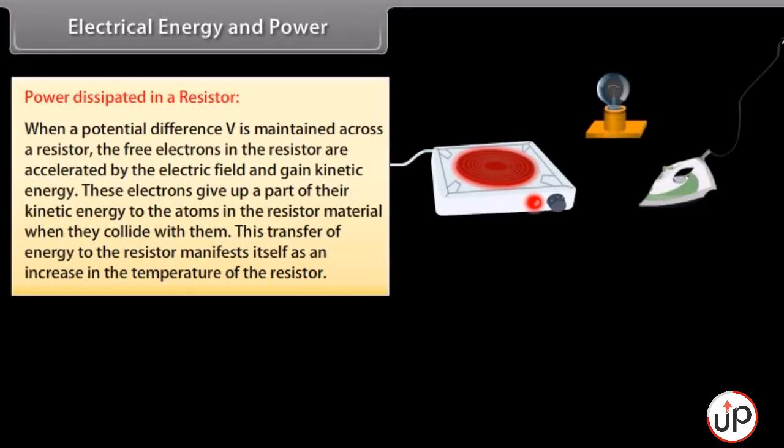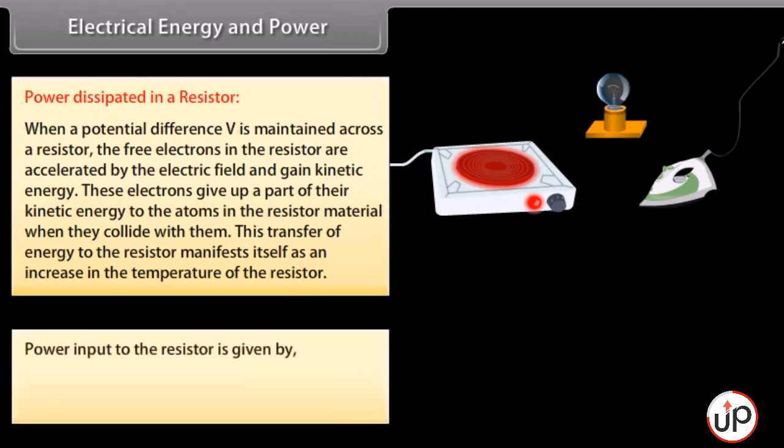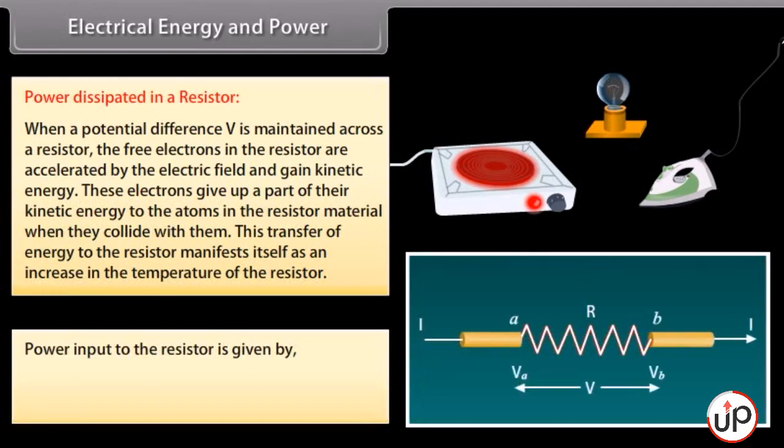When a potential difference V is maintained across a resistor, the free electrons in the resistor are accelerated by the electric field and gain kinetic energy. These electrons give up a part of their kinetic energy to the atoms in the resistor material when they collide with them. This transfer of energy to the resistor manifests itself as an increase in the temperature of the resistor. Power input to the resistor is given by P = VI = I^2 R = V^2/R.